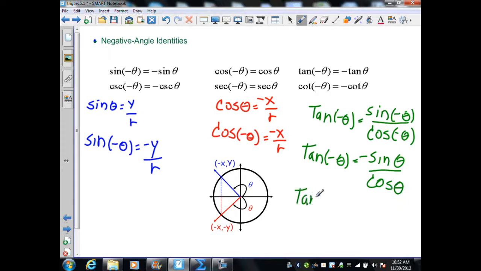Therefore, tan negative theta is equal to, and I know this identity to be tangent of theta. And then I just bring down the negative. Therefore, tangent negative theta is equal to negative tan theta. And this holds true for the reciprocal functions.